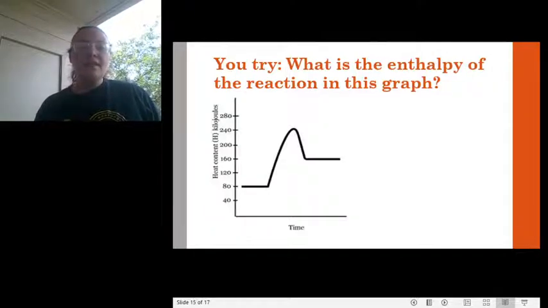So now try to calculate what the enthalpy of this graph would be. If the products have an energy of 160 and the reactants have an energy of 80, 160 minus 80 is 80. So our enthalpy is 80 kilojoules, which would make sense because we have this huge jump in activation energy. These products are higher in energy than the reactants, so it should be endothermic.